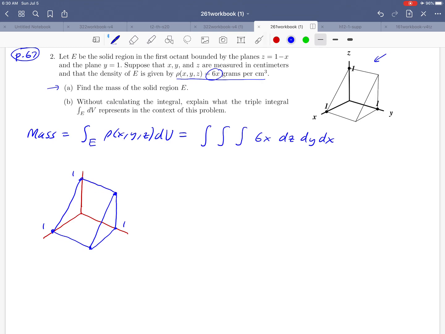Okay, and we're integrating in the z direction first. That innermost integral is going to go between surfaces. So we want to ask ourselves, what would the lower and the upper surface be if we integrate top to bottom? We'll write those down here.